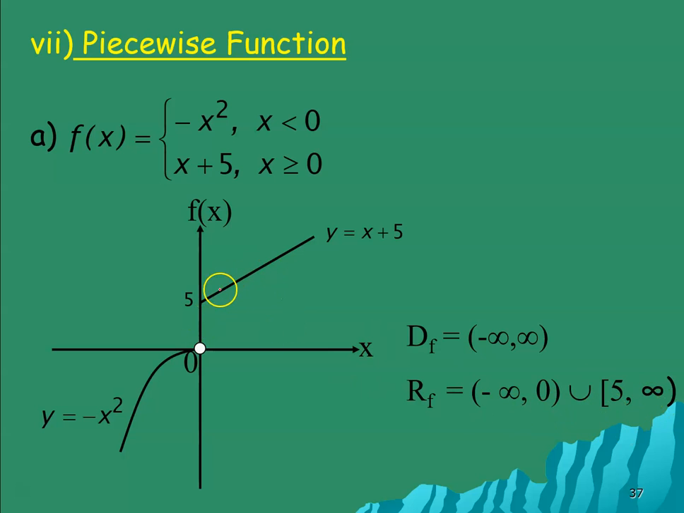So the first one will be from negative infinity. Range is your y-axis. Okay, your y-axis. So the first one is negative infinity up until 0. This is for this, and this one is for this. This one starts from 5 up until infinity. Sebab kalau kita panjangkan, dia akan jadi up to infinity.